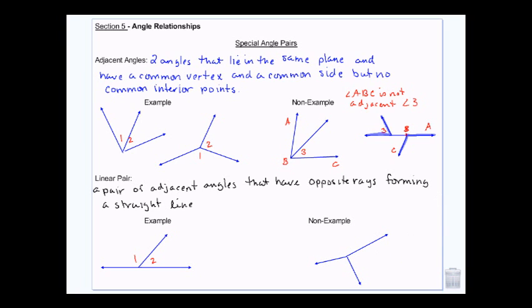They can come close to making a line, but if it's not a perfectly straight line, they're not a linear pair. As long as the line is straight. It has to be a perfectly straight line, then it's a linear pair.